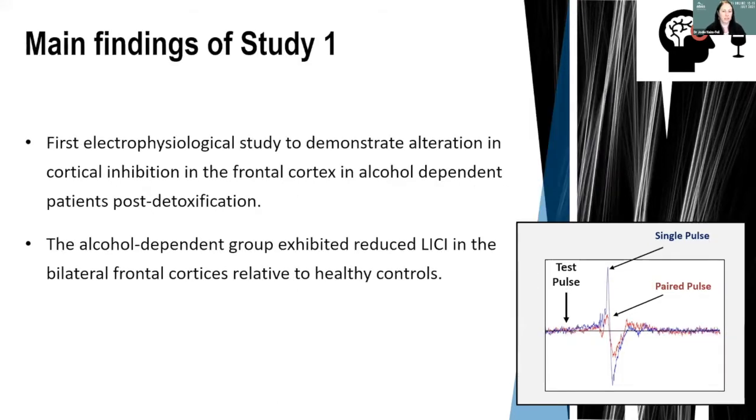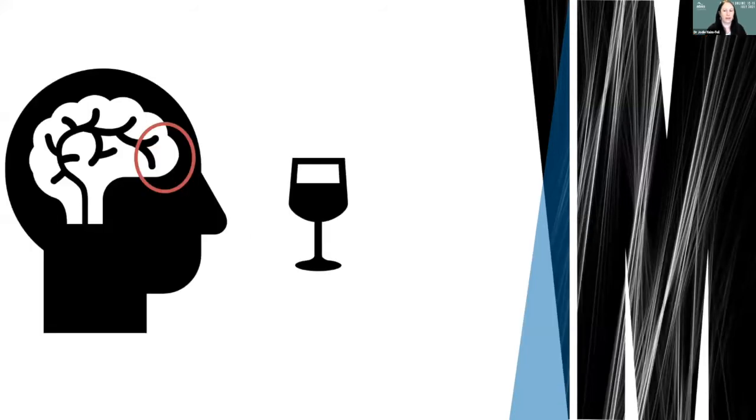This was the first electrophysiological study to utilize TMS-EEG to quantify and demonstrate the presence of altered cortical inhibition in the bilateral prefrontal cortex of the alcohol-dependent group. So essentially what we saw was in the alcohol-dependent group, there was no suppression of the red trace, which is what we would see in the control group. So this was a really exciting proof of concept regarding altered cortical excitability of the frontal regions.